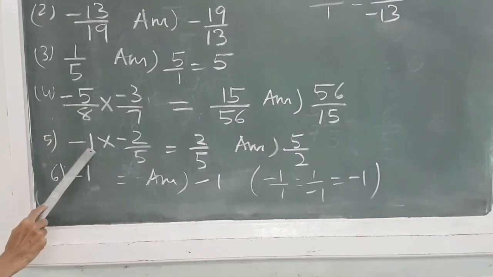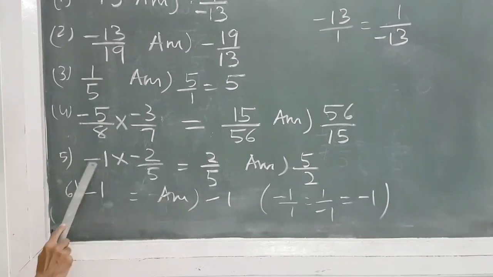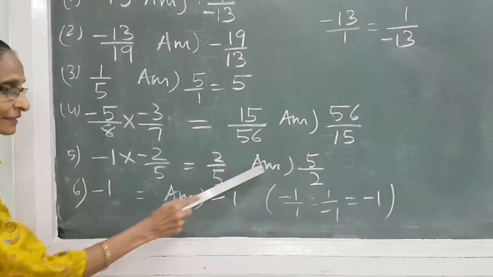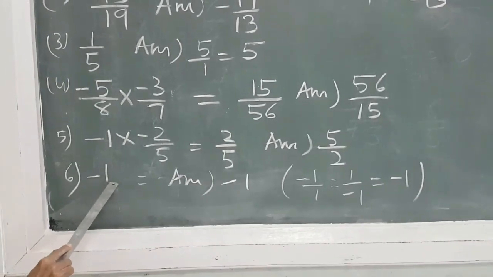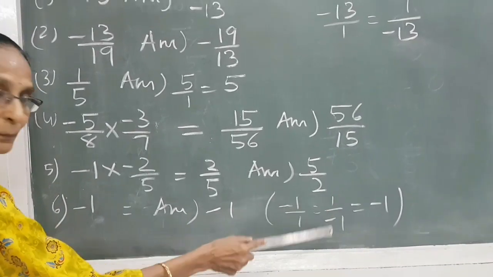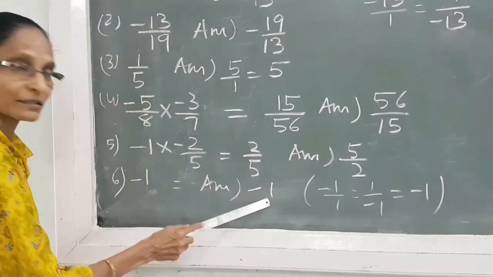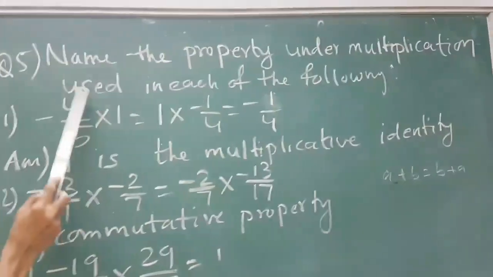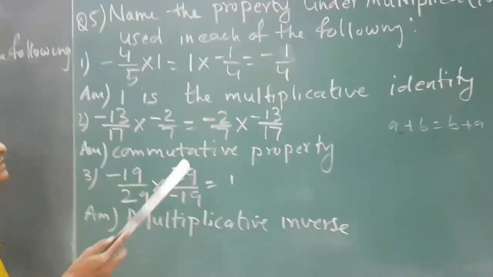Now question number 5. Minus 1 into minus 2 upon 5. 1 2s are 2. Minus minus plus. So our question will become what? 2 upon 5. Our answer will be 5 upon 2. Now the last, sixth one, minus 1. Minus 1 is what? Minus 1 upon 1. If you invert it, it will become 1 upon minus 1. And 1 upon minus 1 is what? Minus 1 itself. So our answer is minus 1. Now let's go to question number 5. You are supposed to name the property here. We have already learned this in our previous classes.